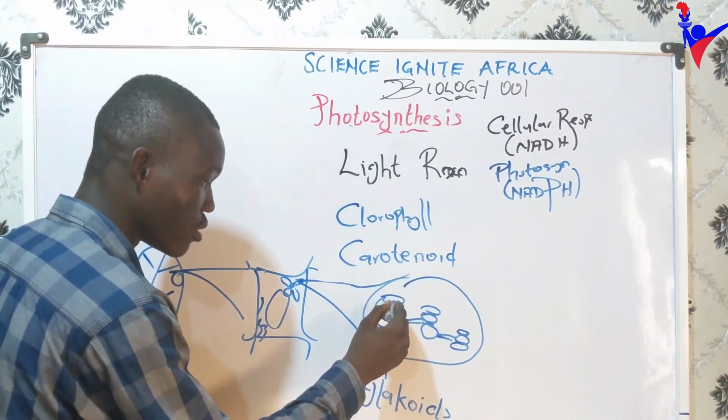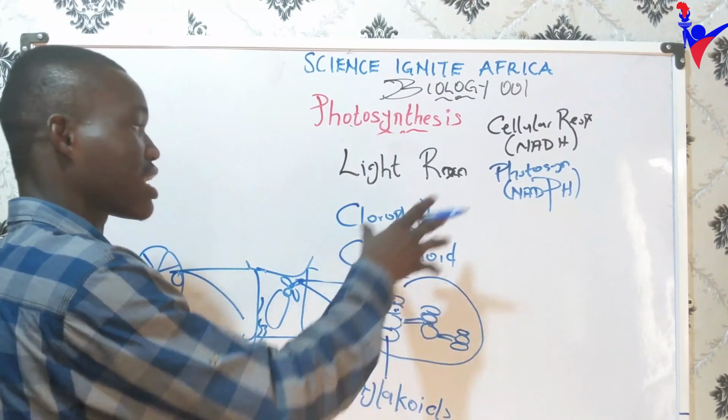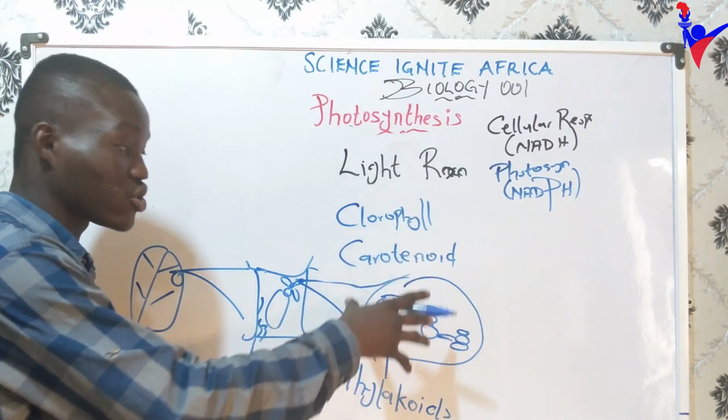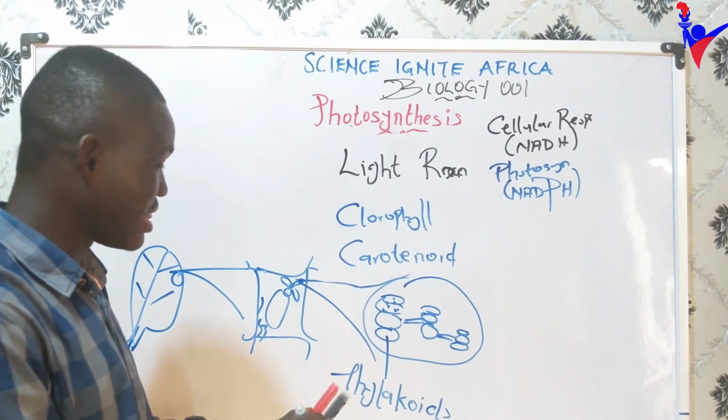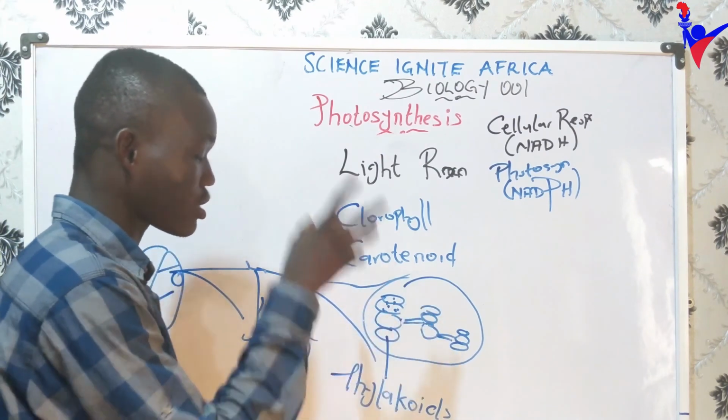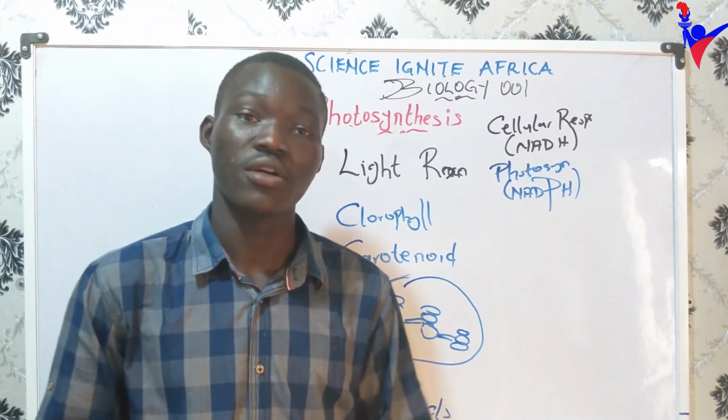They contain chlorophyll. Chlorophyll is the main pigment that absorbs the sunlight. Carotenoid is also an accessory pigment that captures the sunlight. So we'll look at what happens in the thylakoid in the next video.